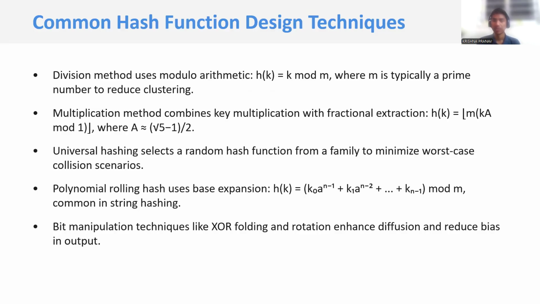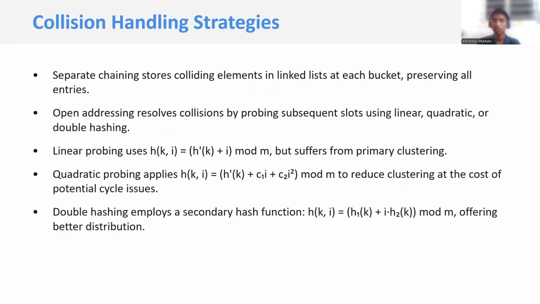Universal hashing selects a random hash function from a family to minimize worst-case collision scenarios. Polynomial rolling hash uses base expansion, h(k) = (k0 a^(n-1) + k1 a^(n-2) + and so on until k(n-1)) mod m, commonly in string hashing. Manipulation techniques like XOR folding and rotation enhance diffusion and reduce bias in output.